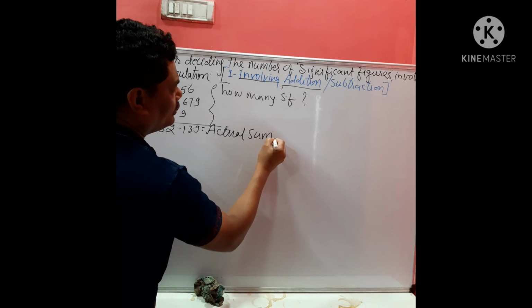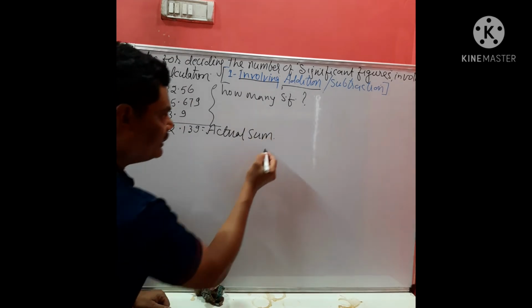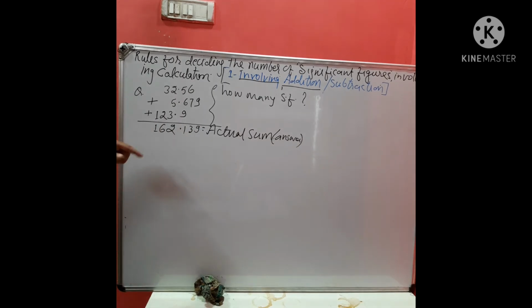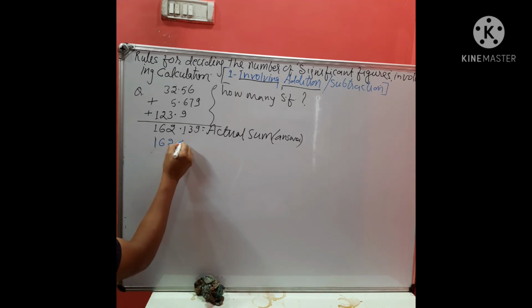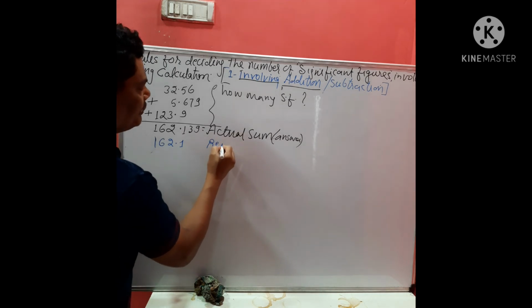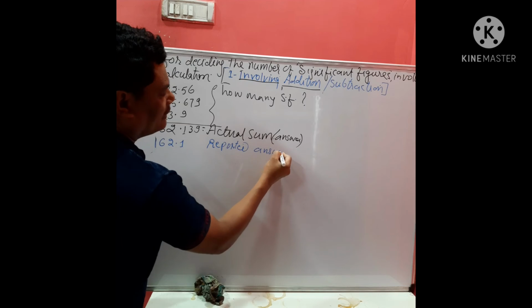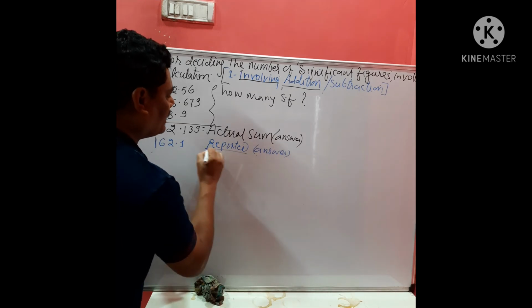This is called what? Actual sum or actual answer. You can also write it as answer. So this is the actual answer which we obtained by solving the question. But we have to report it in a different way. Like I will report it as 162.1 only. This is the reported answer.